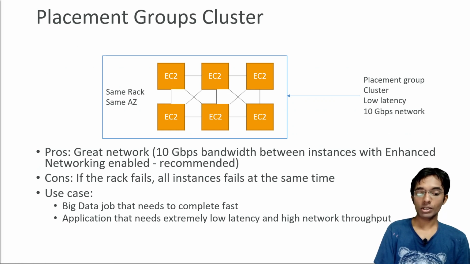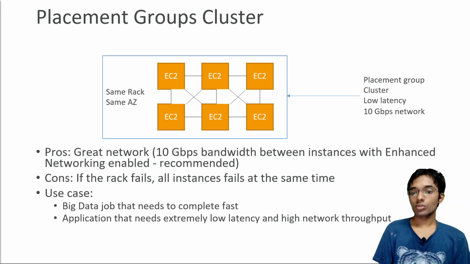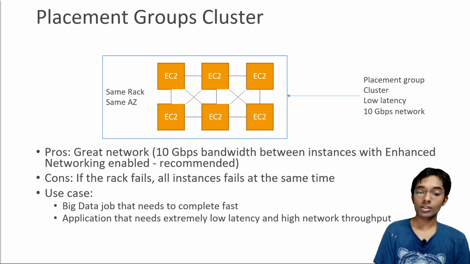Next we have placement group of type cluster, which we will deep dive on. This is what a cluster looks like. All the instances are going to be on the same rack and the same availability zone, and the idea is that we get a great network. So we get 10 gigabits per second bandwidth between these instances, so they can communicate very fast with very low latency. The con is that if the rack fails, so if the underlying hardware fails, then all the instances, because they are placed next to each other, will fail all at the same time.